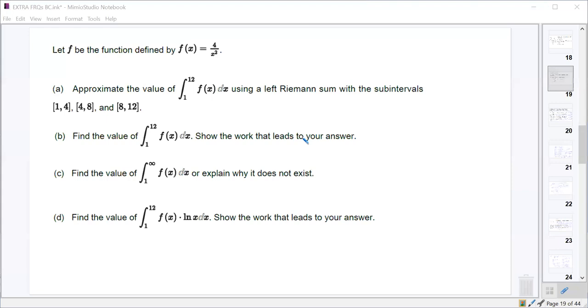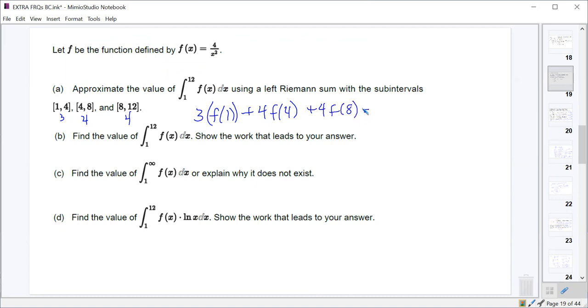So first off, we're going to approximate the integral using the left Riemann sum of these subintervals. So we'll note that this one has a length of 3, this one has a length of 4, and this one has a length of 4. So they have different length subintervals, so we have to be careful about the lengths of each of them. The first one should be a length of 3 times the value of our function at the left endpoint. So 3 times f of 1, and then 4 times f of 4, and then 4 times f of 8.